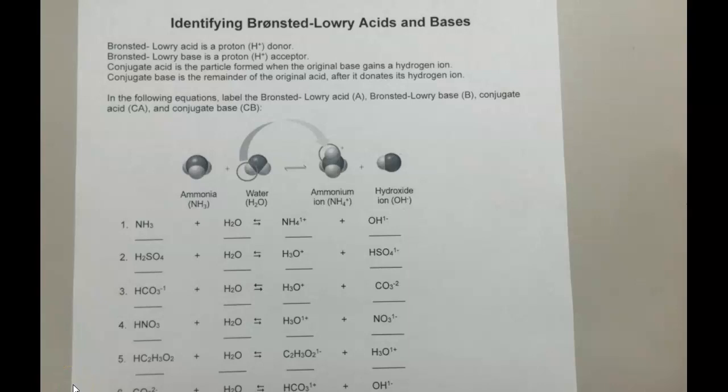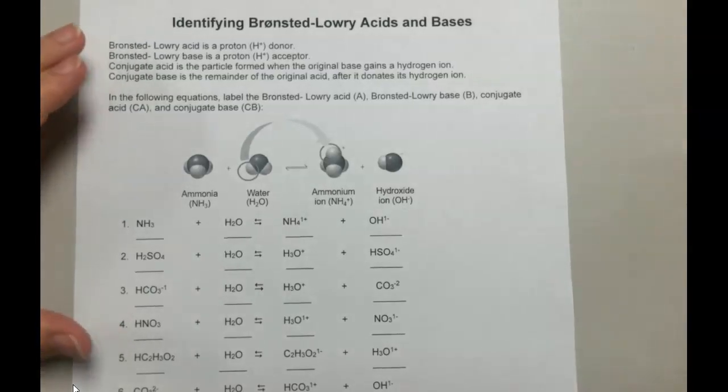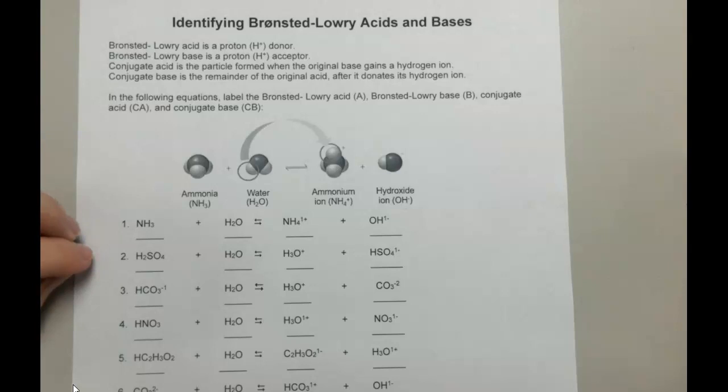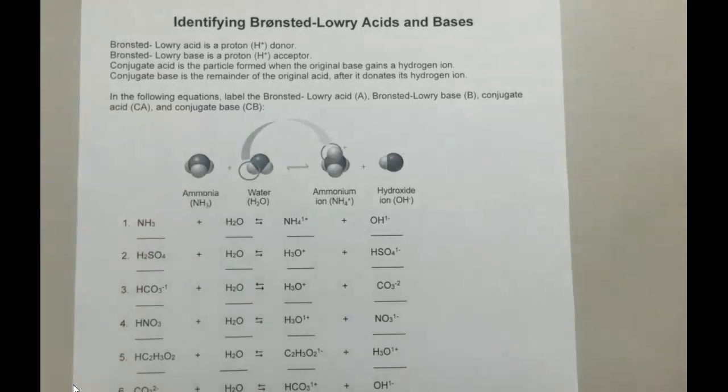Identifying Bronsted-Lowry acids and bases. Okay, these are from the notes on the previous page that you just took. On these, we're going to identify which ones are acids and bases according to Bronsted and Lowry, and then which ones are conjugate acids and bases. So let's look at our first example, and here's the picture, and this is the same one from the notes that you just took.